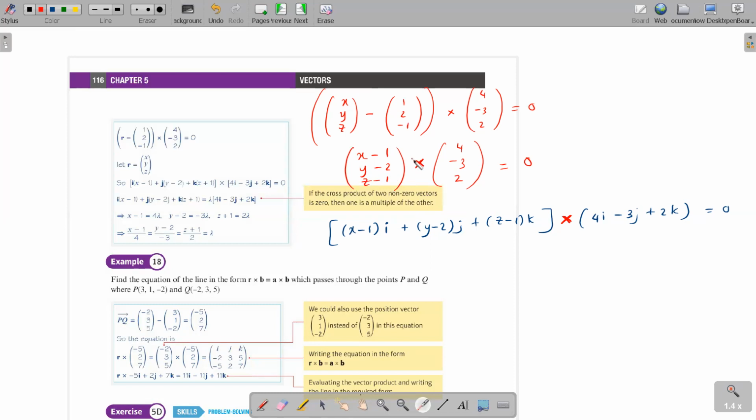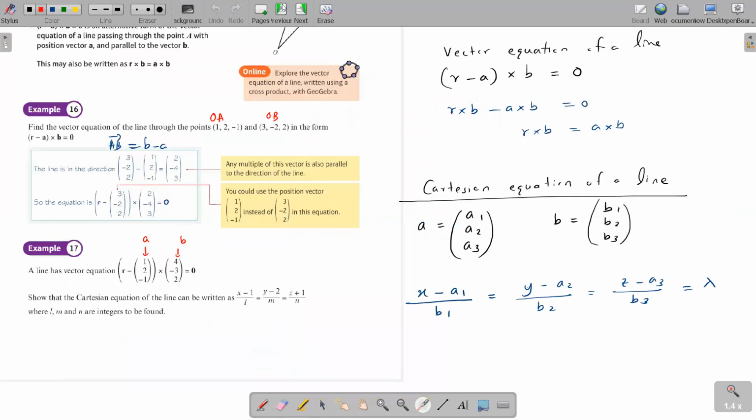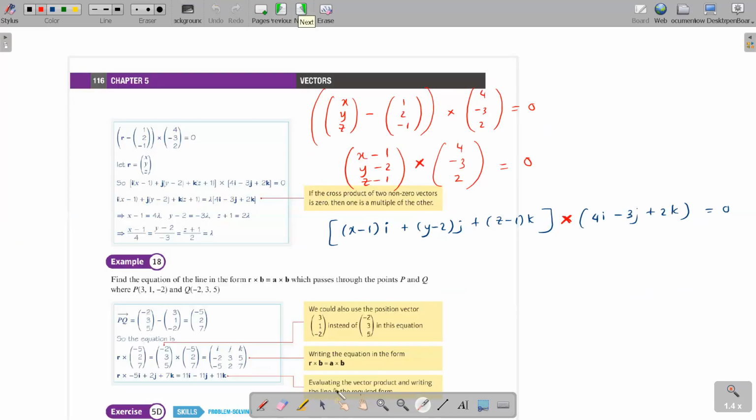Isn't it z plus 1? Did I make a mistake here? Z plus 1. Where is it? Yeah, z plus 1. I'm sorry, this should be z plus 1. Yes.